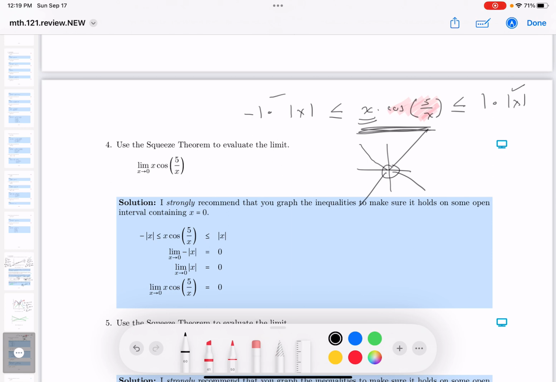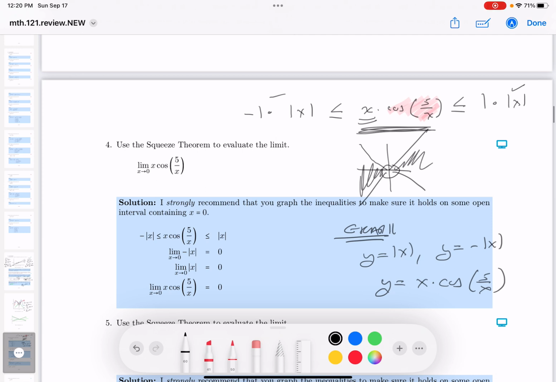Now, what I'd recommend you do, before saying that's true, is graph it out. And what are you graphing out? Three functions. Y equals the absolute value of x. Y equals minus the absolute value of x. No, you don't need technology to do that. But what you want to do is show that y equals x times cosine of 5 over x is actually between this, bouncing around between that. So here's the deal. Do that, and you'll see it. I'll post a video of that as well.